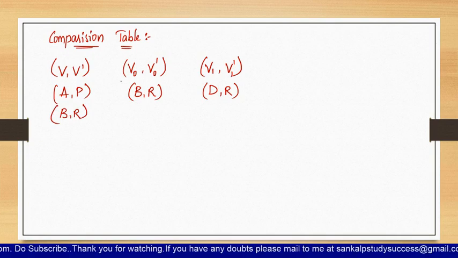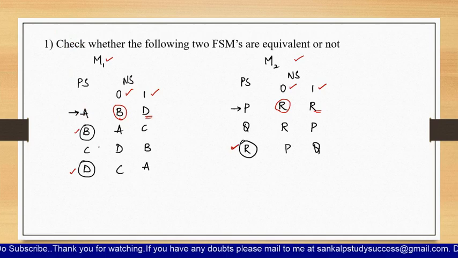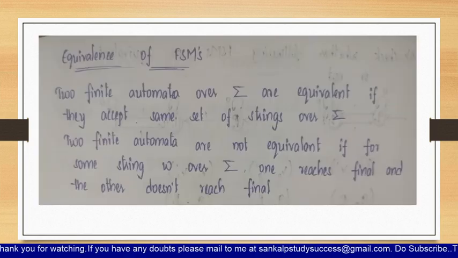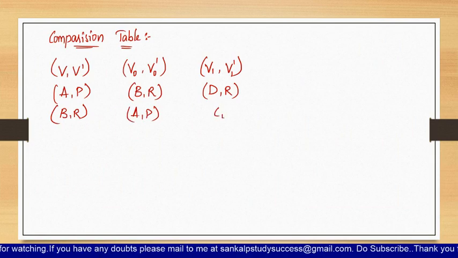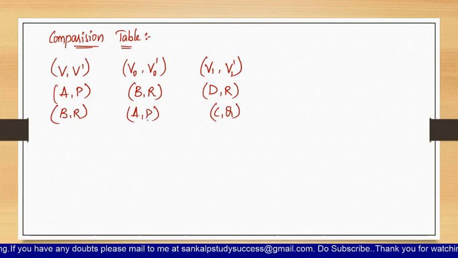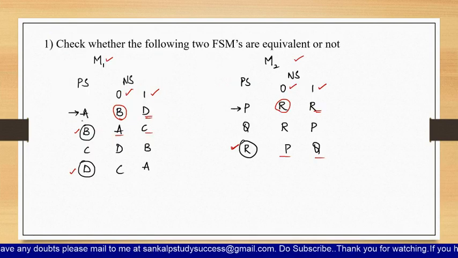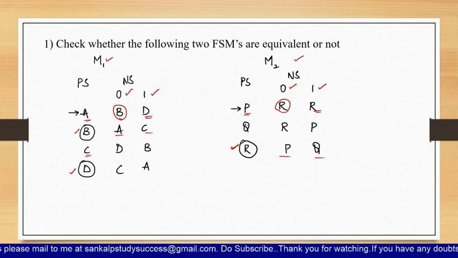Let us see for B and R, if you apply 0 and 1, what happens. For B and R, if you apply 0, you get A and P. Then if you apply 1, you get C and Q. That means AP and CQ. Now you have to check whether AP and CQ are both final or both non-final. A is a non-final state, P is also non-final, so no problem. Now for CQ, C is non-final and Q is non-final, so no problem.